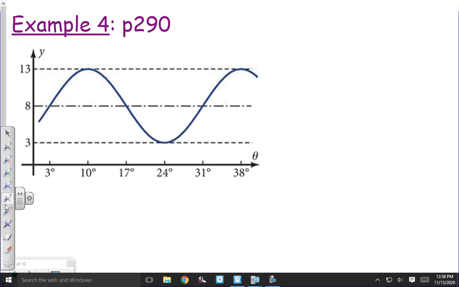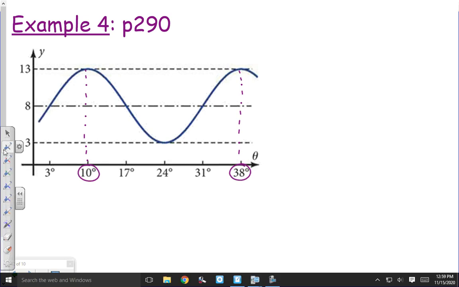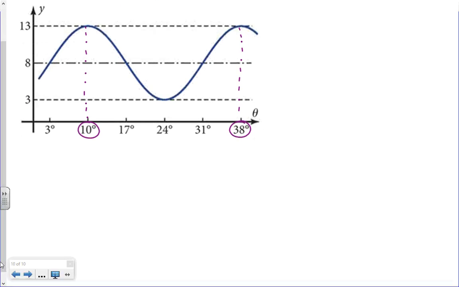So again, if we look at our sketch that they gave us, we used this value right here as our choice for our phase displacement. That was 10 degrees. But if I add on or subtract off any multiple of the period, that'll give me another choice for d. In other words, my phase displacement could be 38 degrees. That's 28 degrees later. That will certainly work. So let's write it that way. For part a, we would have y is equal to our sinusoidal axis, which is still 8, and our amplitude is still 5.